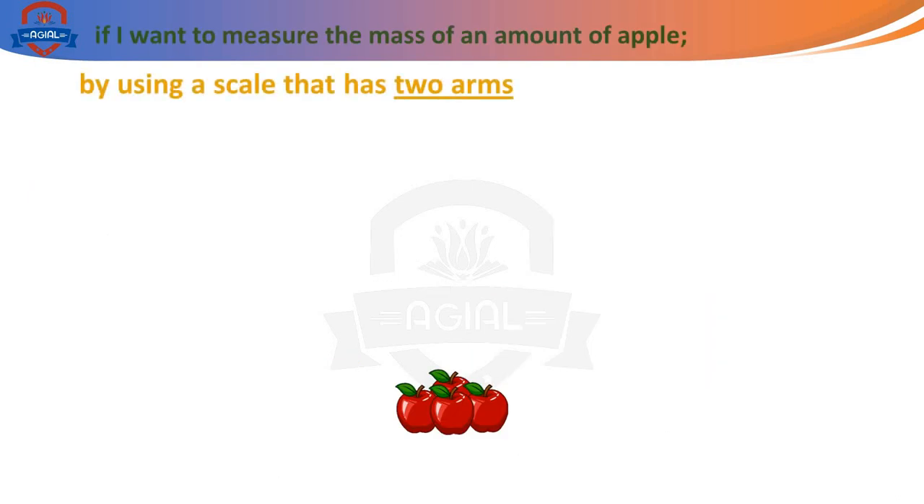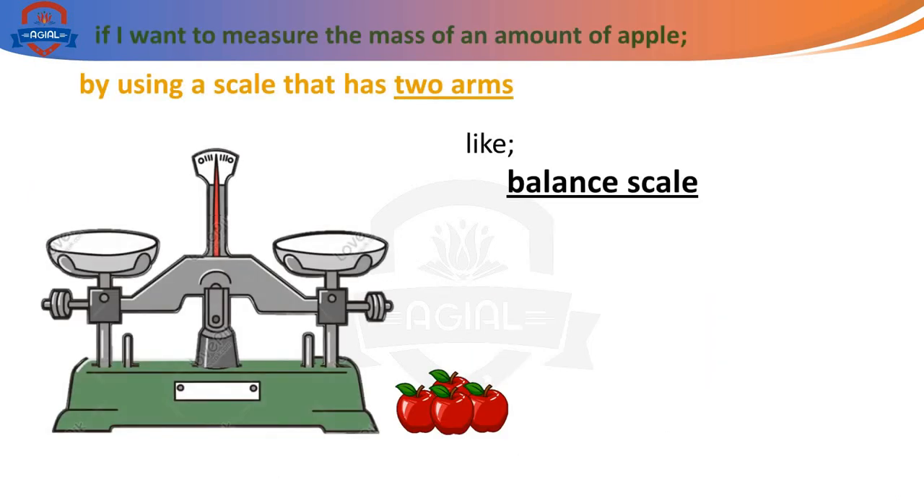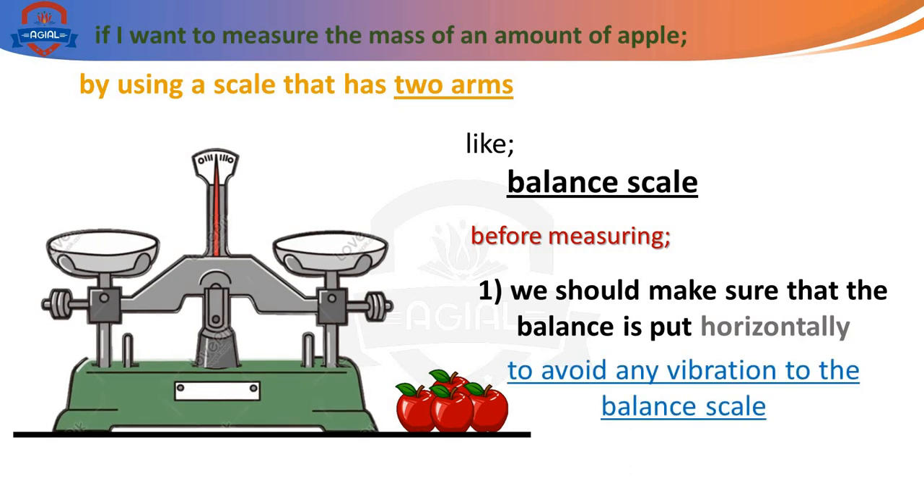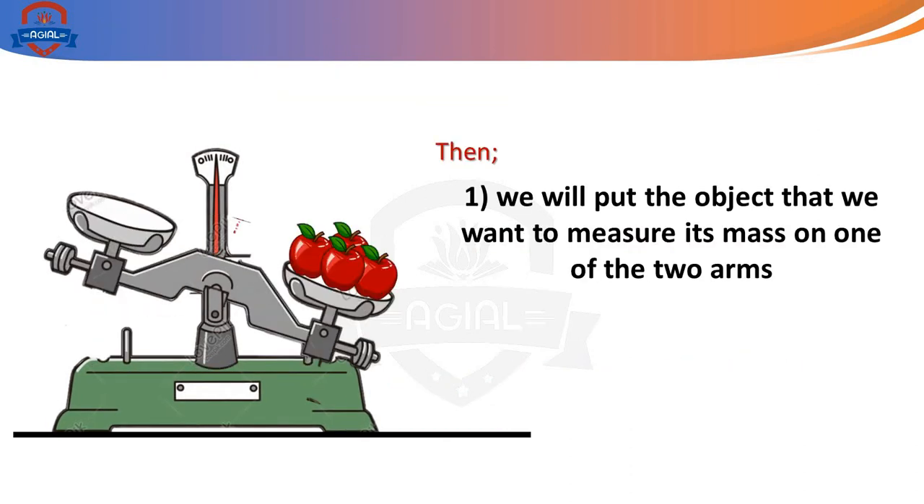Now we will use another scale, which is the balance scale, which has 2 arms. Before measuring too, we should make sure that the balance scale is put horizontally or in one line. Why? To avoid any vibration. Then we will put the object that we want to measure its mass on one of the 2 arms. We will see that the arm that includes the apple is heavier than the other arm, and we can't know the apple's mass.